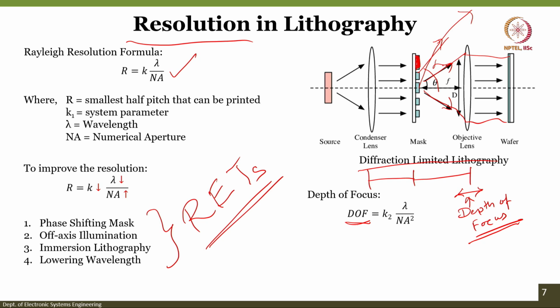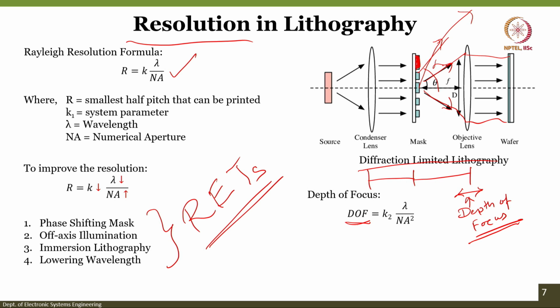One is phase shifting mask, where the mask is there. Generally a mask only alters your amplitude or gets it diffracted. If you can change the phase also, it will make some difference in terms of interference happening at this particular point and this particular point. As a result, you will get a desired pattern. I will come to that, do not worry about that.